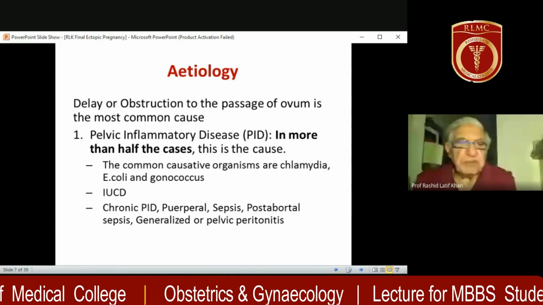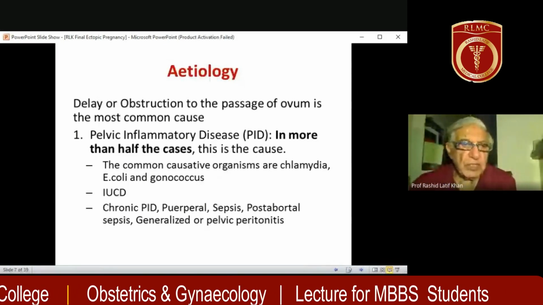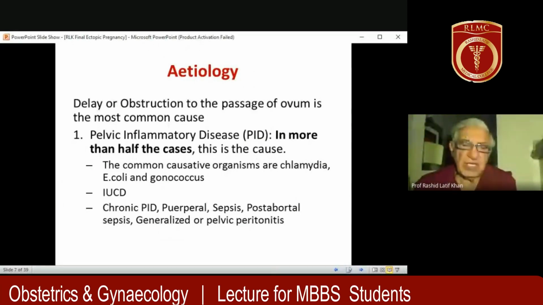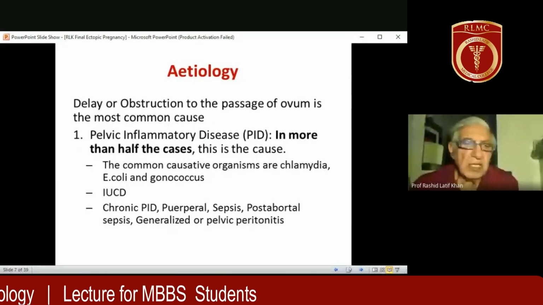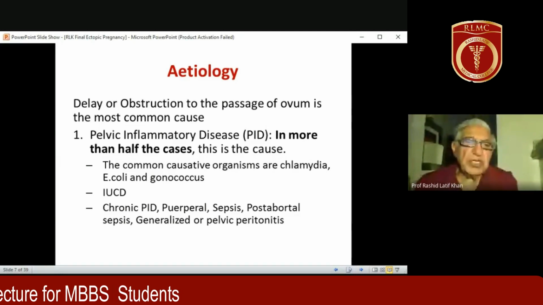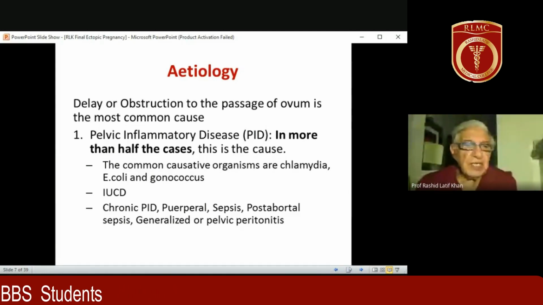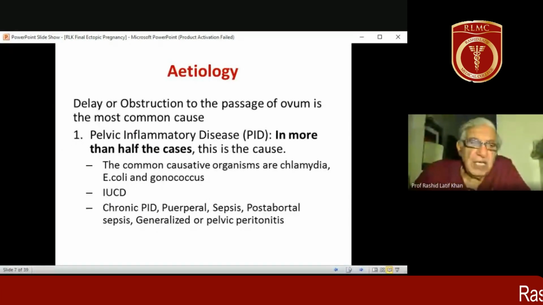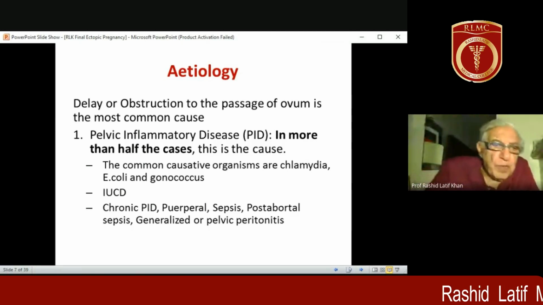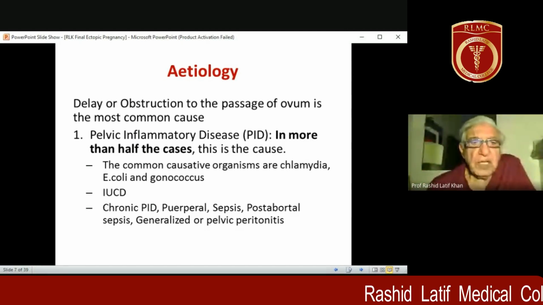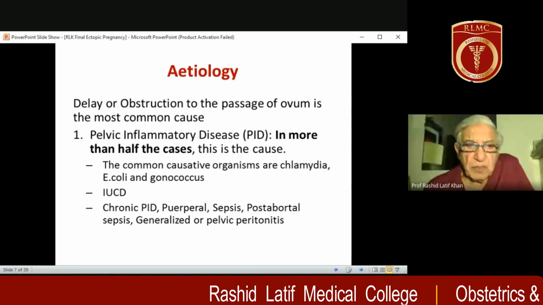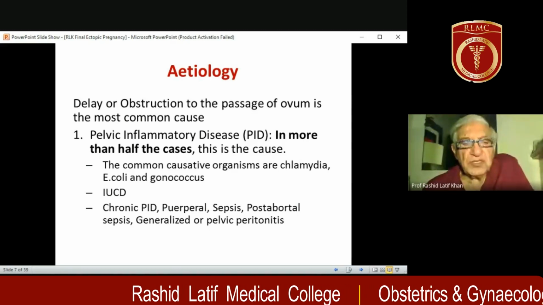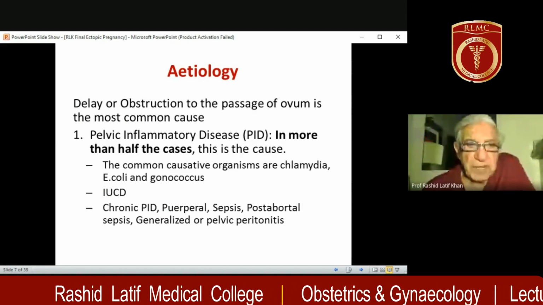One of the methods of contraception when I talked to you about contraception was the intrauterine contraceptive device, IUCD. If the IUCD is inserted and during insertion some infection is introduced, again this will lead to PID. And so those patients who have an IUCD are more prone to infection, so more prone to ectopic pregnancy. And infection could take place after delivery, after abortion, and if there's generalized peritonitis, particularly appendicitis.